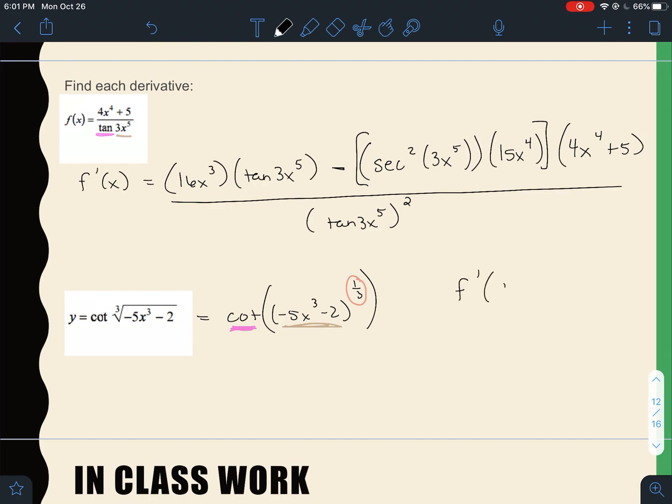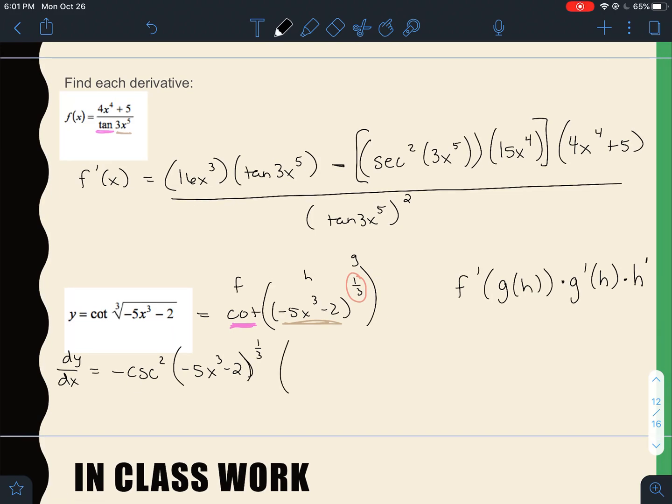So we're going to take the derivative of the outside. We're going to leave the inside of the inside alone. Then I'm going to take the derivative of the next outside function, and then I'm going to leave its inside alone. And then I'm going to take the derivative of the most inside function. So we've got f, g, and h, if you want to think about it that way. So f is my most outside function. So if I wanted to find the derivative of cotangent, it's negative cosecant squared. And then we leave the inside alone. So negative 5x to the third minus 2 raised to the 1/3 power.